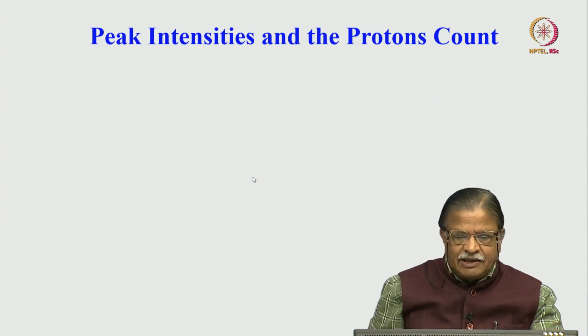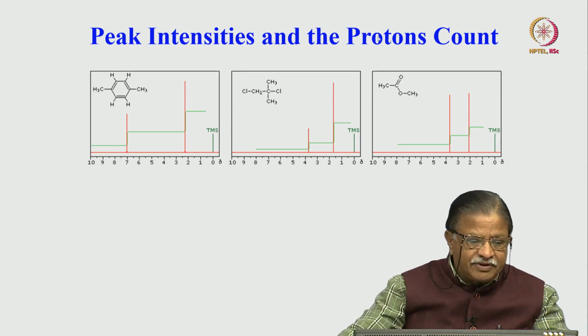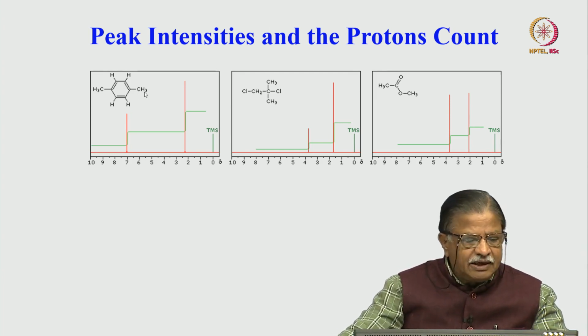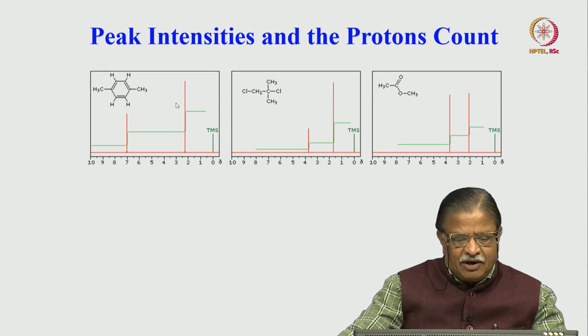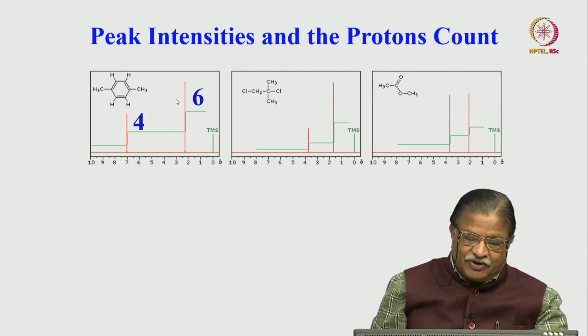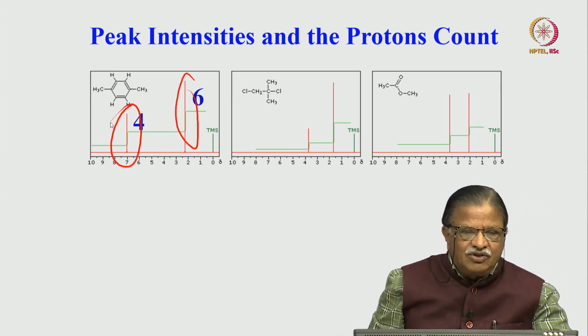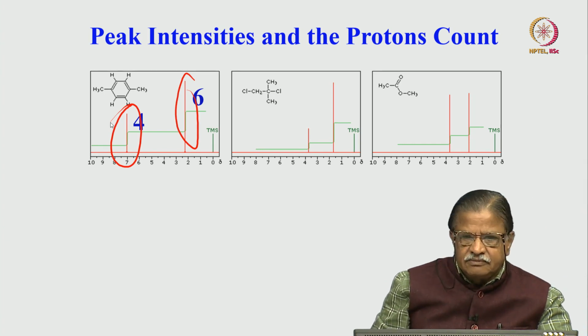For example, if you look at the peak intensity and the proton count, there are several examples like this. This is an example where it is 1,4 dimethyl benzene, you could call it xylene, or paraxylene. Now, there are only two peaks for this. If you look at it, one peak here and one peak here, you take the ratio of it, it is 4:6.